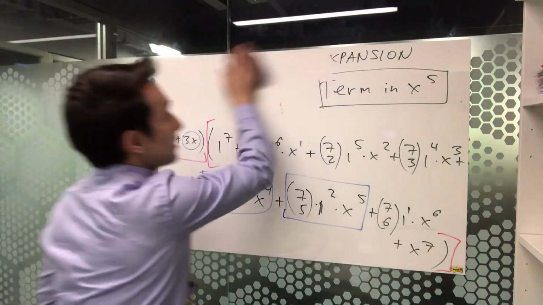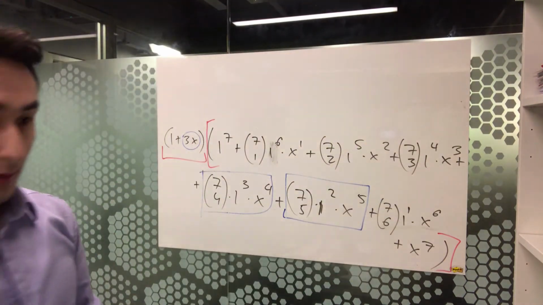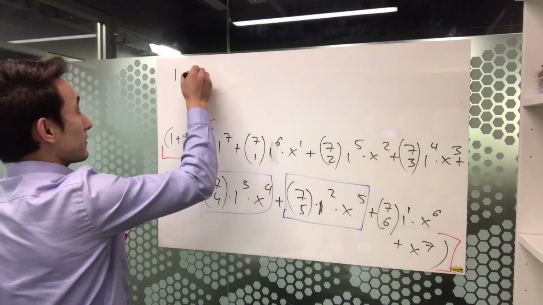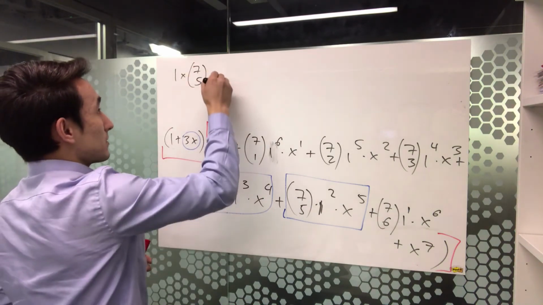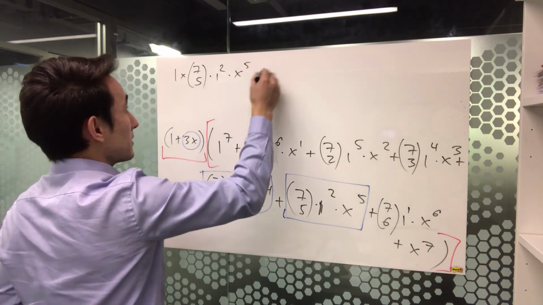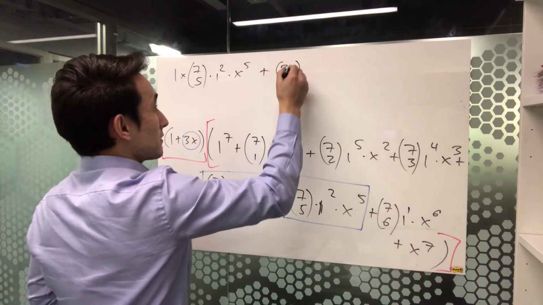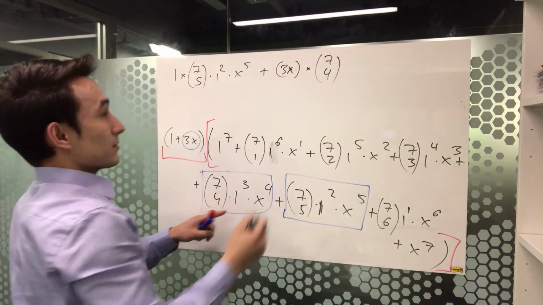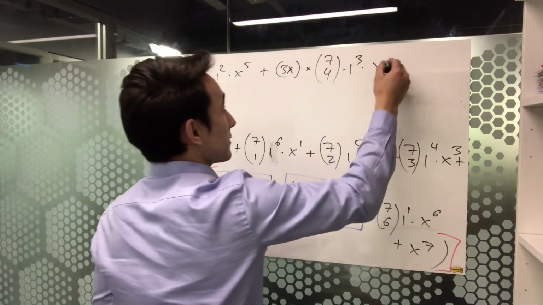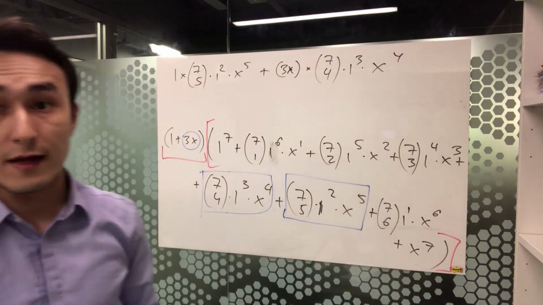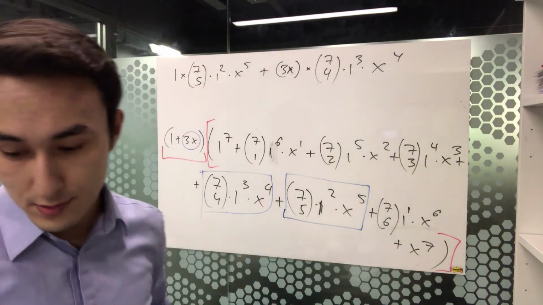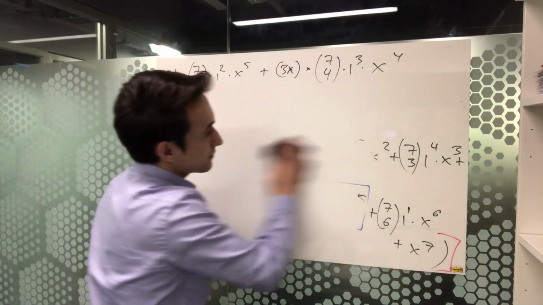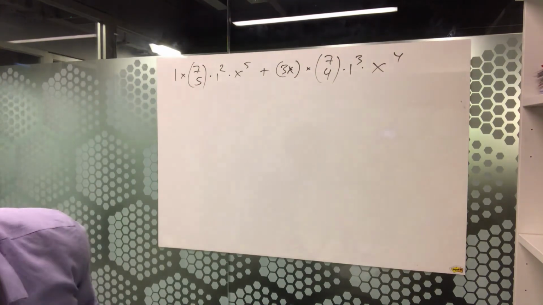So what we're going to do now is erase this right here, and multiply 1 times 7 choose 5, and then times 1 squared times x⁵, plus 3x multiplied by 7 choose 4, multiplied by 1 cubed times x⁴. This will not yet be the final answer, but this will give us x⁵. So I'm going to erase everything here. Hope you guys copied it down. And I'm going to simplify everything right here.